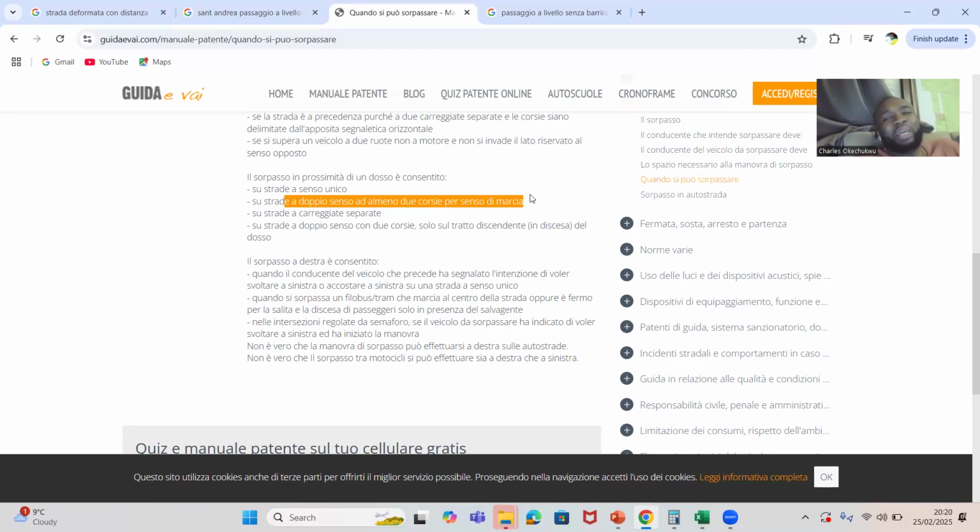Now, my question is this: which kind of carreggiata is that? Think about what the road looks like. It's not an easy question. Why did they say for doppio senso you can overtake, but that doppio senso must have at least 2 corsia for every sense of movement? How will that carreggiata be? It is a separate carreggiata, my sister. A separate carreggiata.